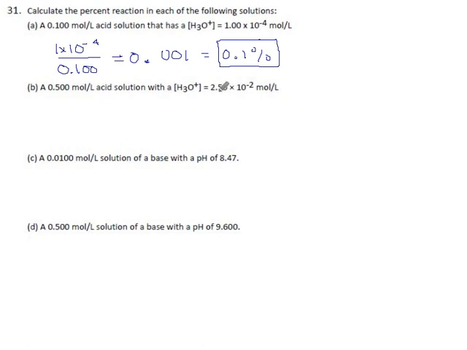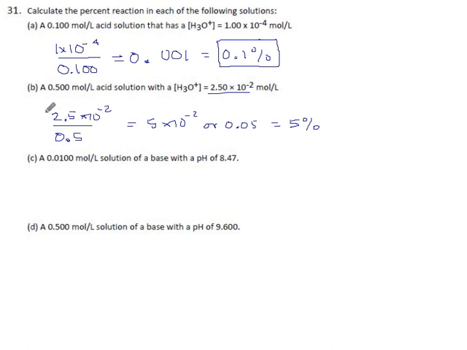For this one, we put in 0.5. That's our total amount of acid. How much of it released hydrogen? 2.5 times 10 to the minus 2. If we divide that out, we get 5 times 10 to the minus 2, or 0.05, or if you multiply that by 100, you get 5% ionization for this one. Stronger than part A, still not real impressive.